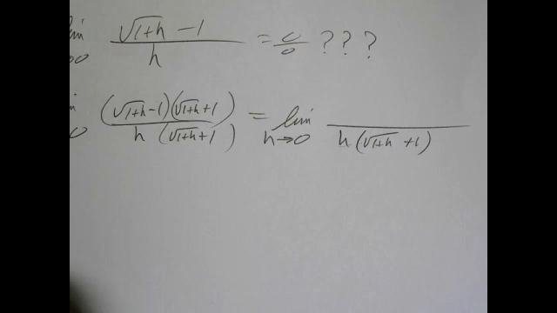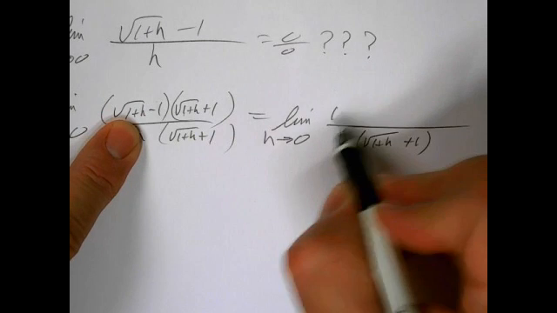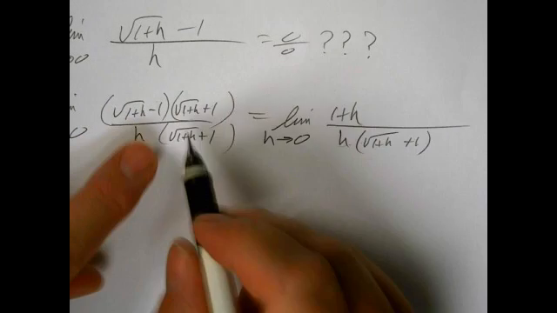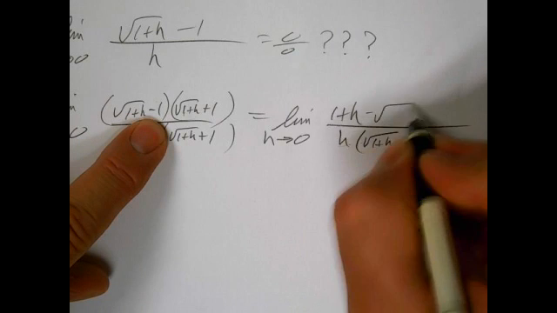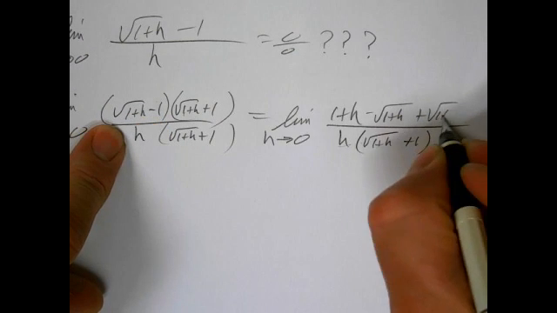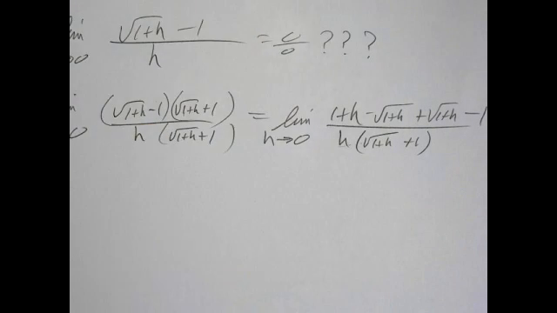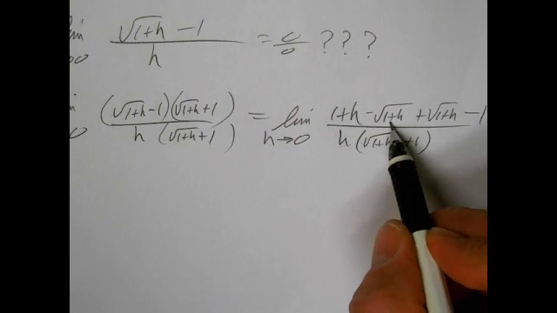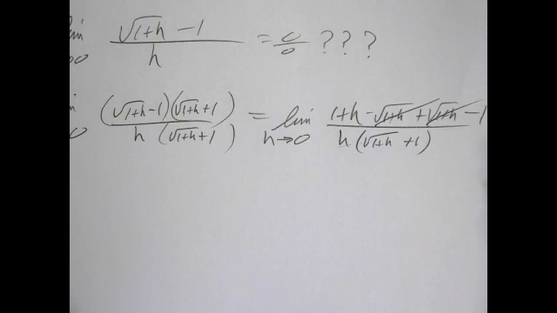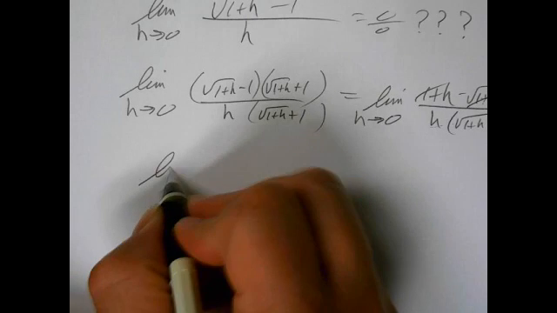The top I will. First times first is square root times square root. Out comes the 1 plus h. Inner product is a minus square root of 1 plus h. Outer product is a plus square root of 1 plus h. Last times last is a minus 1. Okay? Watch carefully what happens. The minus square root and the plus square root cancel. The plus 1 and the minus 1 cancel. What are we left with? What do we still have? Well, we've got the limit.